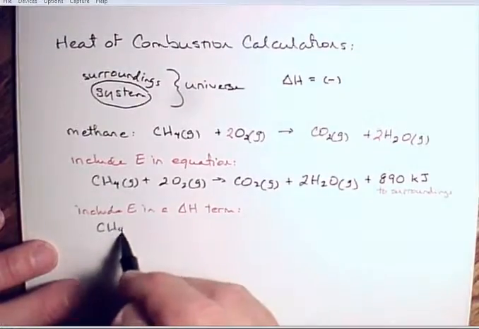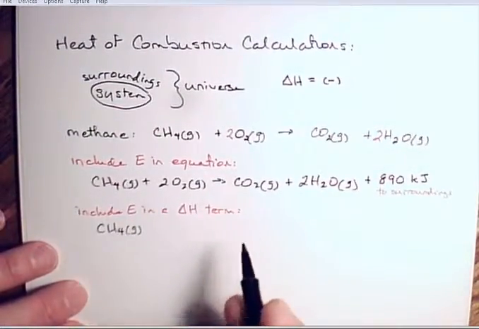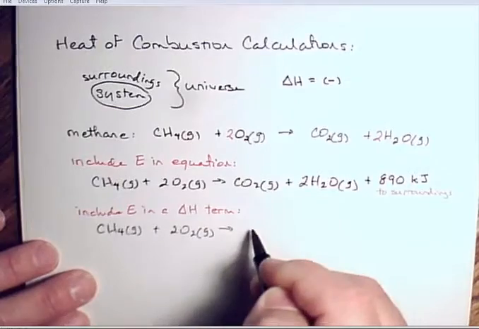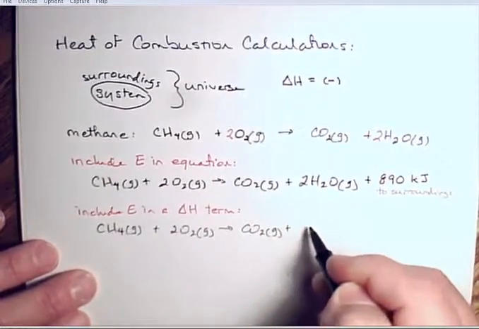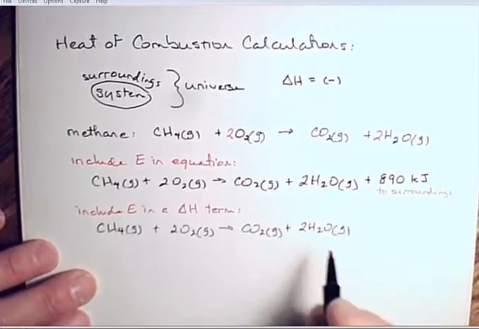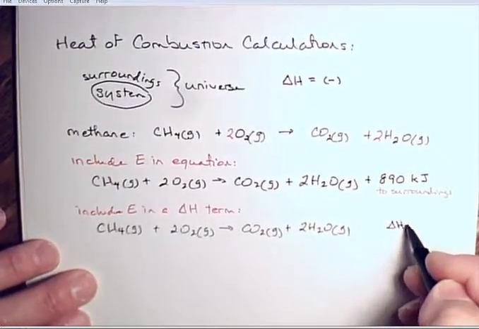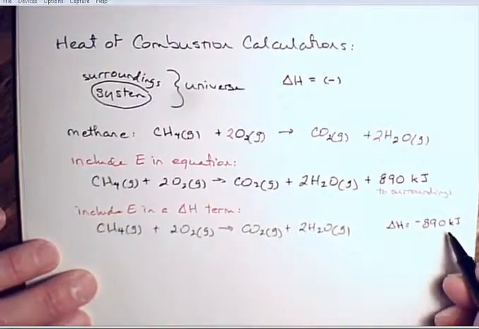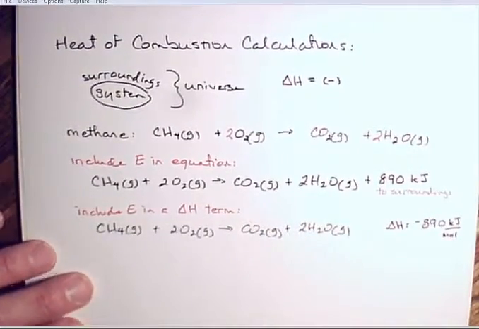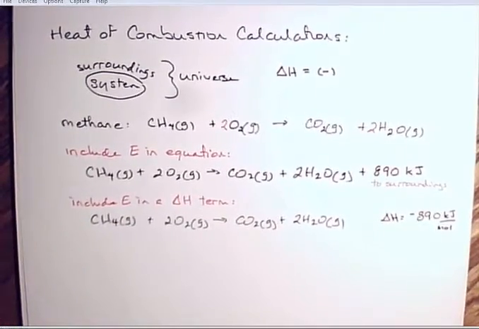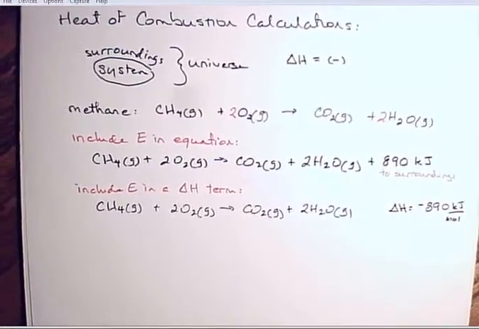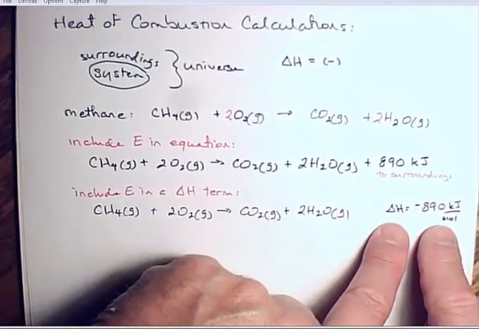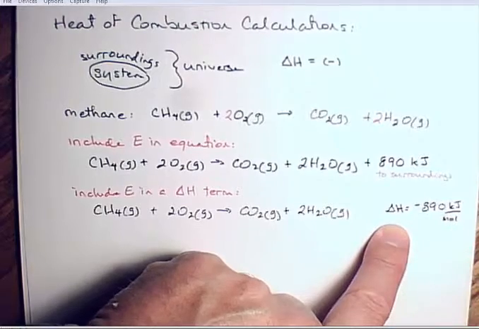So here's what the equation is going to look like if we show energy as a delta H term. So basically I've written them as 2 separate things. I wrote the equation here, and I'm saying for this equation, we're taking 890 kilojoules per mole out of the system.